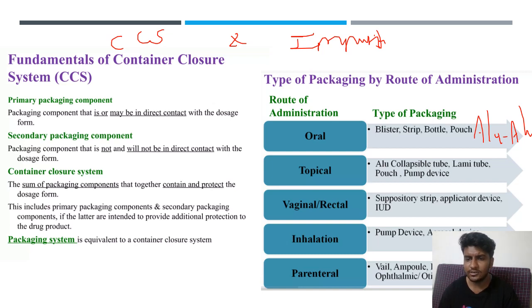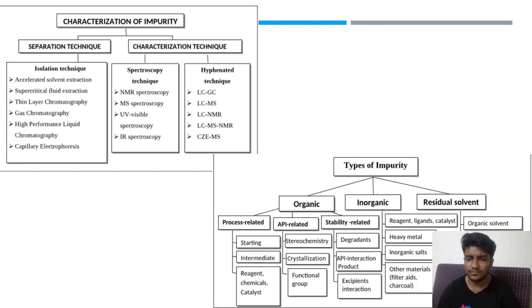tubes for topical use, laminated tubes, that is now gaining a lot of importance, pump devices, inserts, suppository strips, applicator devices. For inhalation, you have MDI, metered dose inhalers, DPI, dry powder inhalers, and so many different other packaging systems. For parenterals, we have ampules, vials, that should be sterile.